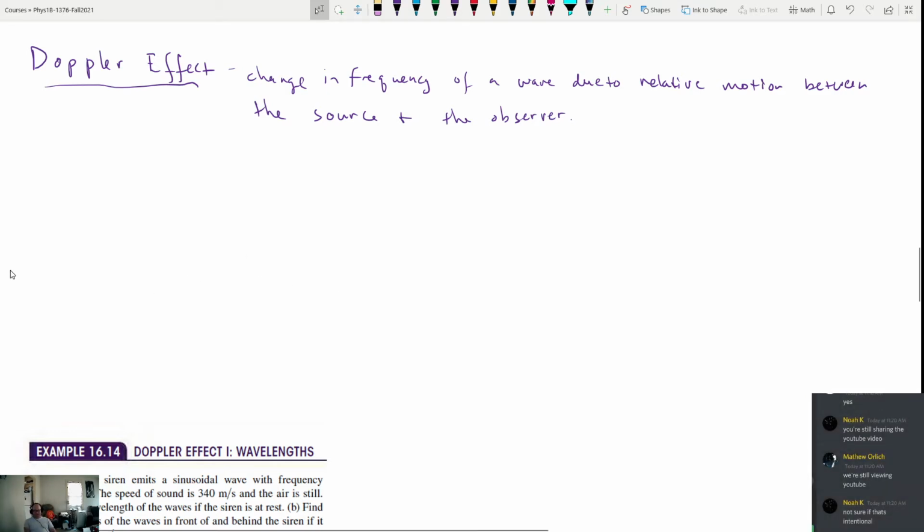So the Doppler effect, the change in frequency of a wave due to the relative motion between the source and the observer. That's what the Doppler effect is. Okay. And your book goes through some derivations, and we could do the derivations, but we're not going to today because I want to do a few problems to make sure you understand how this thing is used. So the way that we're going to look at this is this. Suppose that we have the following scenario. Actually, let me give you an example to help you understand why this occurs first, and then we'll do it.